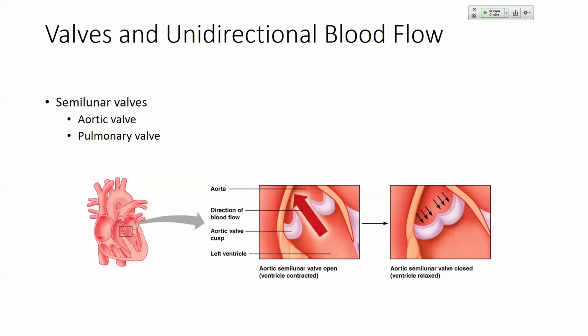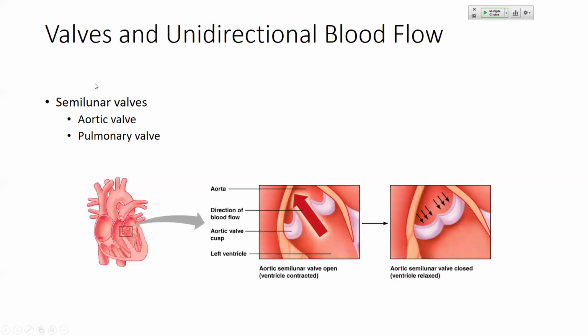All right, let's talk about the semilunar valves now. So the semilunar valves, again, two types: aortic valve, which separates the left ventricle from the aorta. Remember the left ventricle leads out into the aorta, which leads to the systemic circulation, whereas the pulmonary valve is going from the heart into the lungs. Okay, and so we separate the right ventricle from the pulmonary vein.